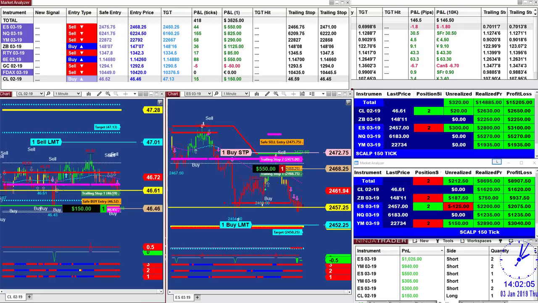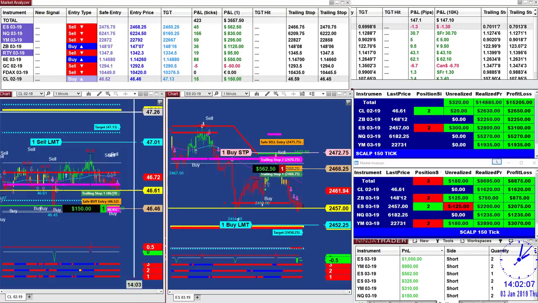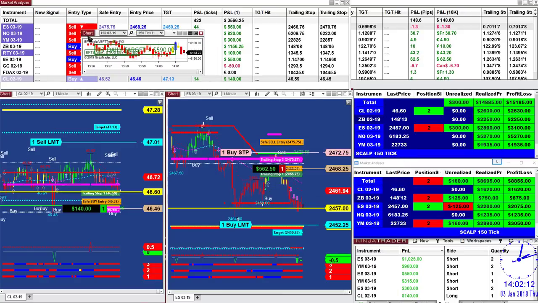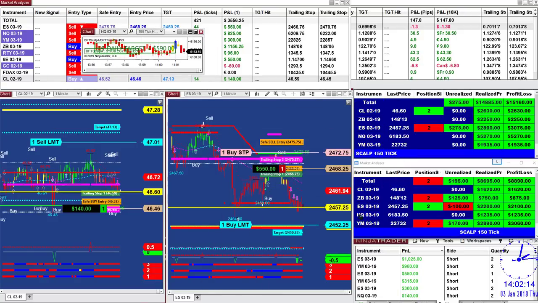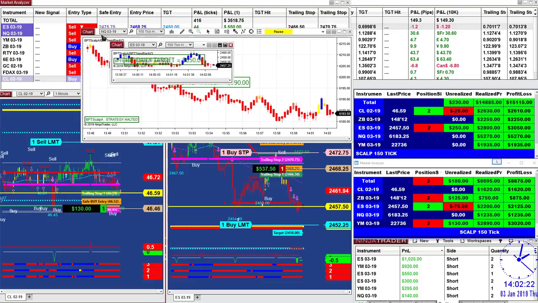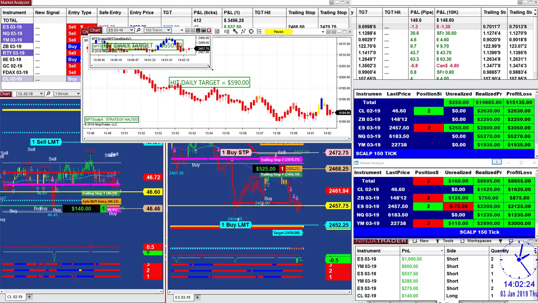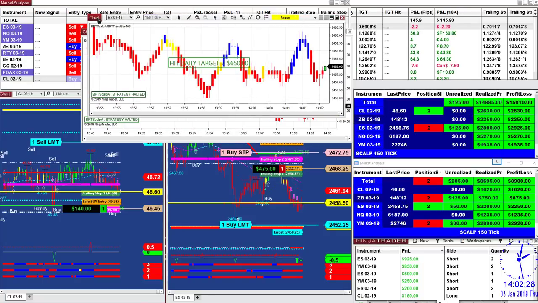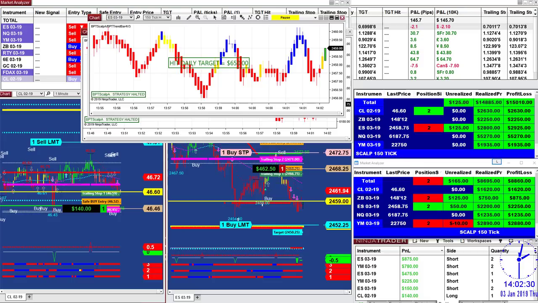Let's go ahead and take the scalpers on 150 ticks. I'm sorry, I'm trying to keep my eye on the ES. 590 based on 150 ticks. And this one was the NASDAQ, and the ES 650.